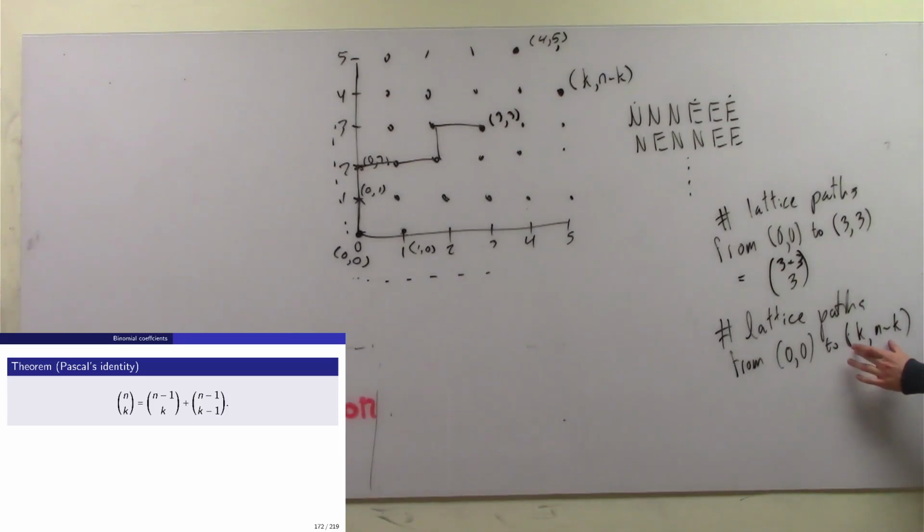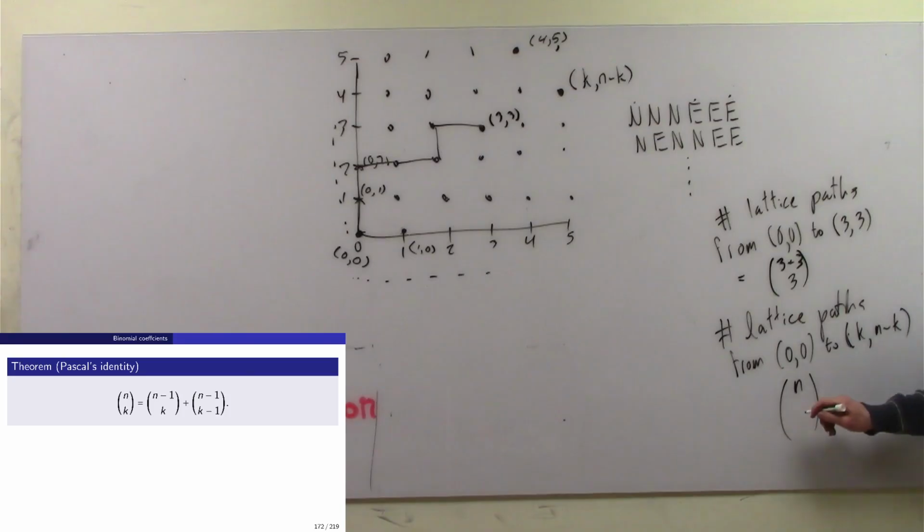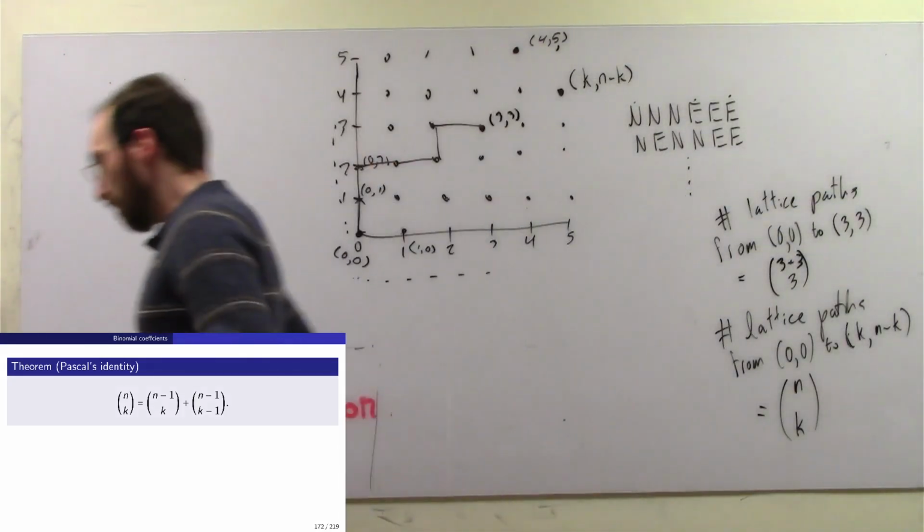I have n total moves before I get to this point. That is n minus k plus k. And then I have k east moves. Wait, yes, I have k east moves. So I just choose where those positions are, and we have our number of lattice paths. Wonderful, n choose k. That's good.